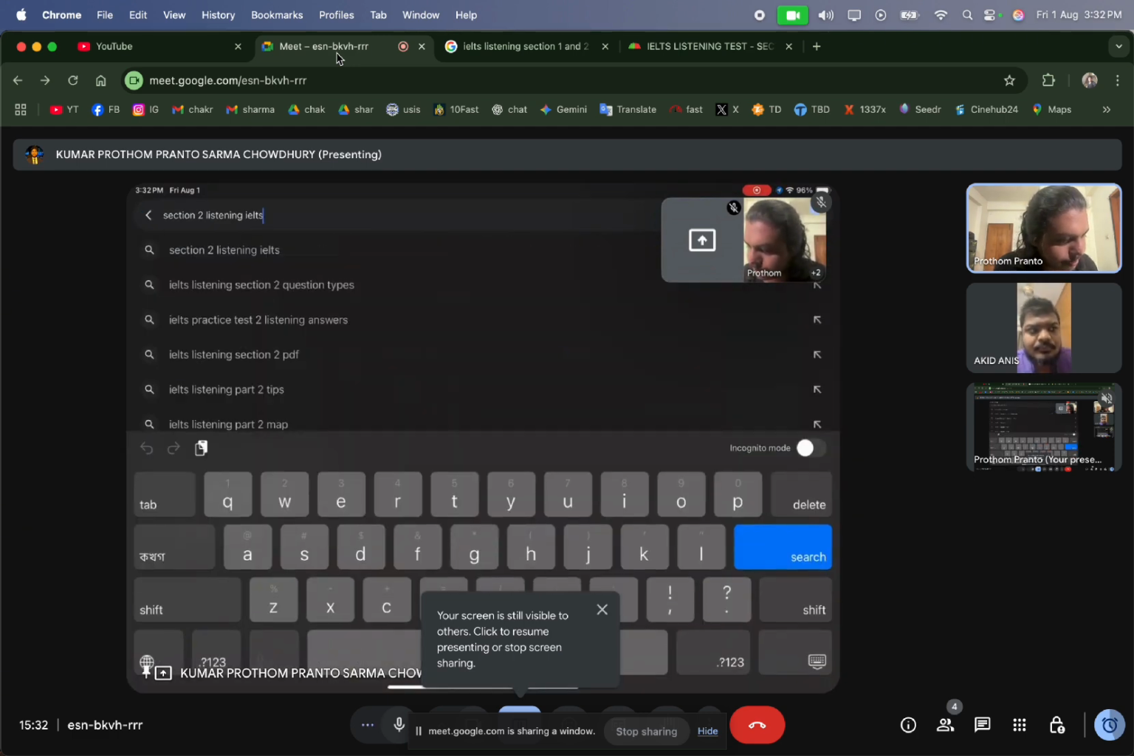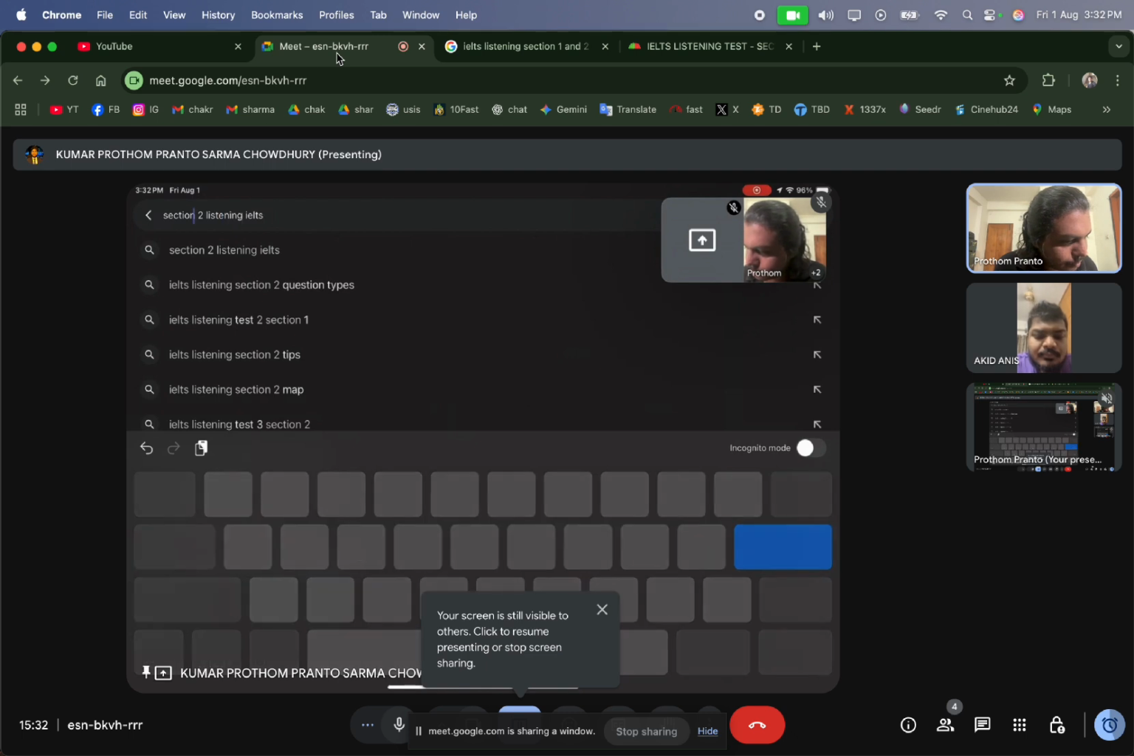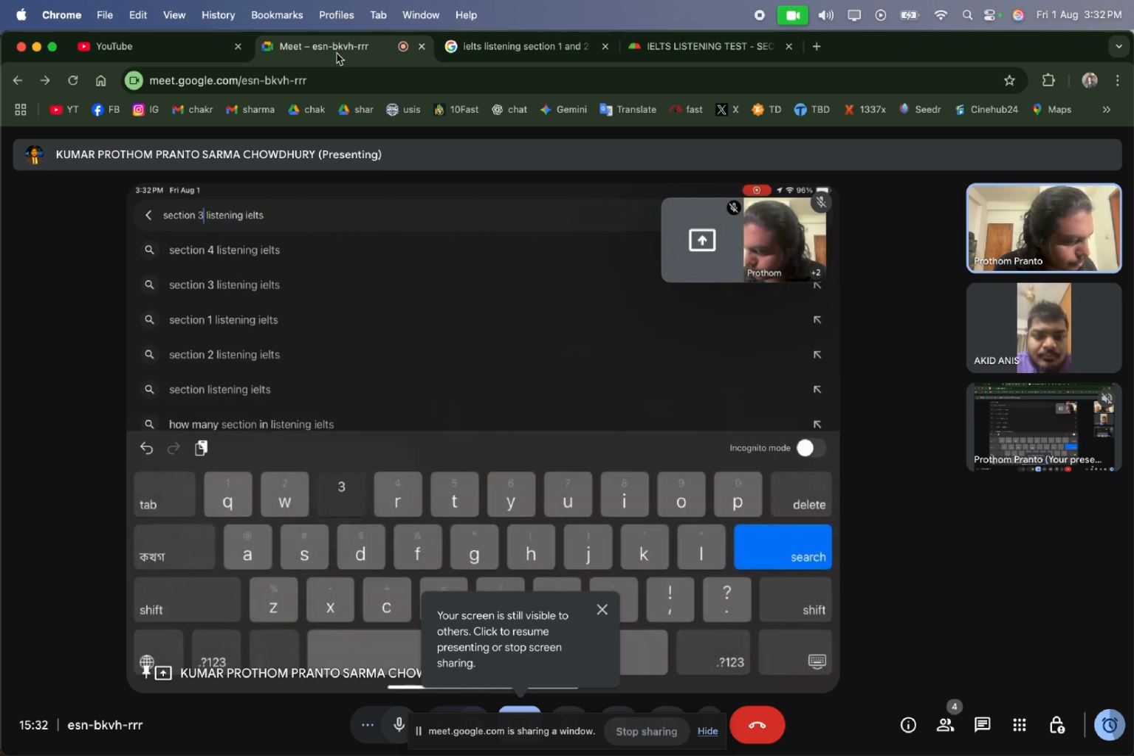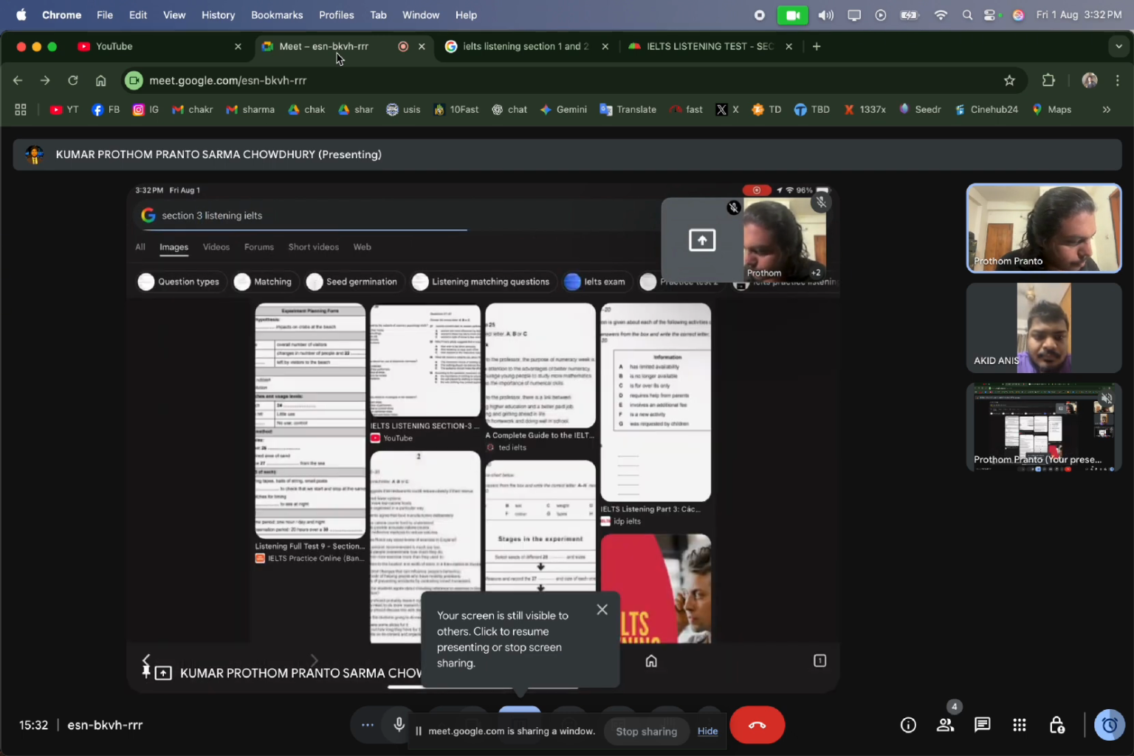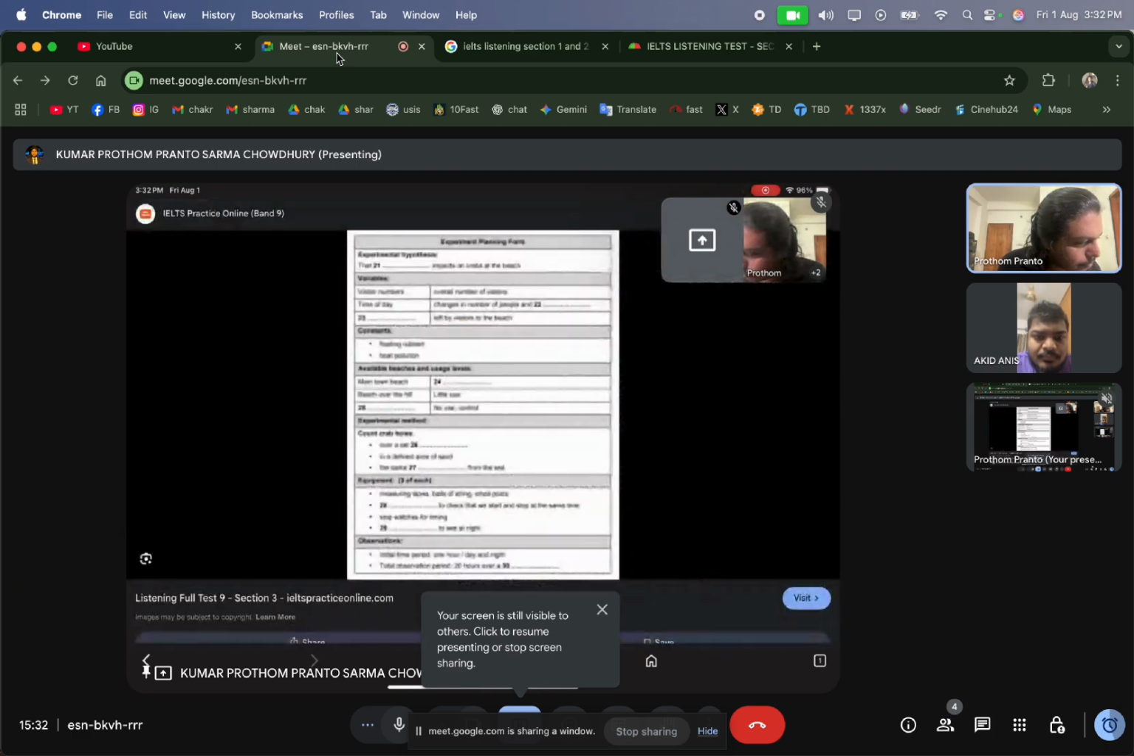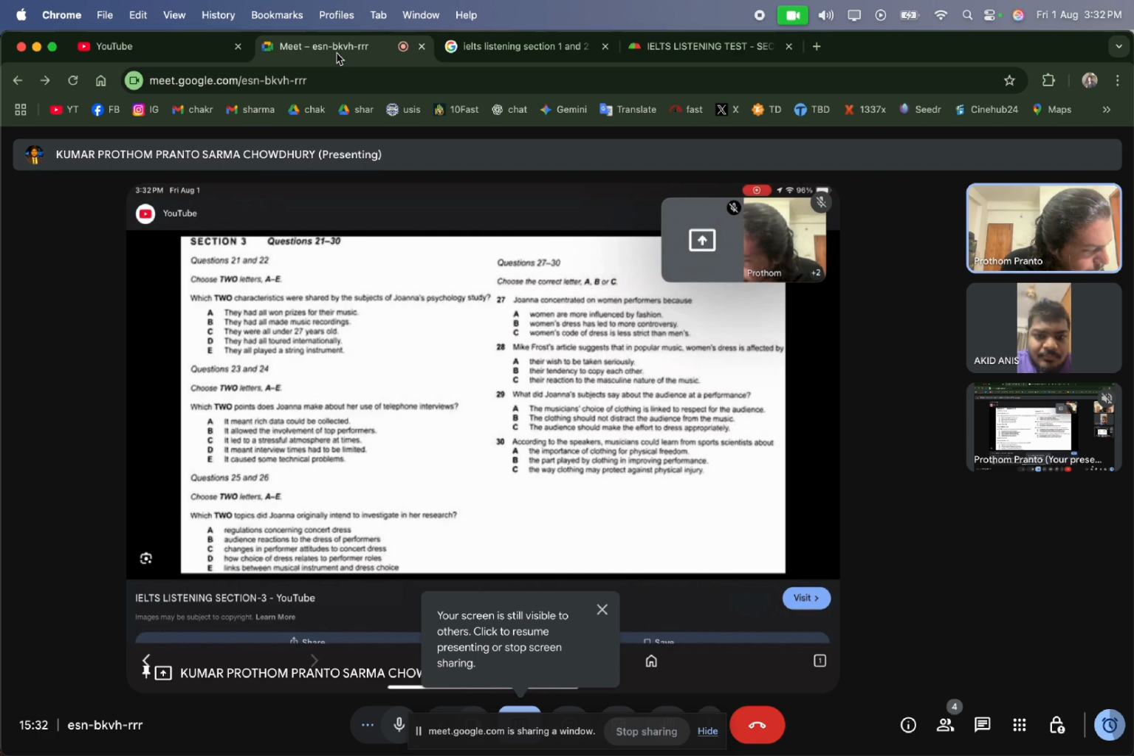Section 3 IELTS. See, which two characteristics were shared by the subjects of Joanna's psychology study. Right, it's about a study. Maybe she studied on this particular subject, then she's writing a paper.